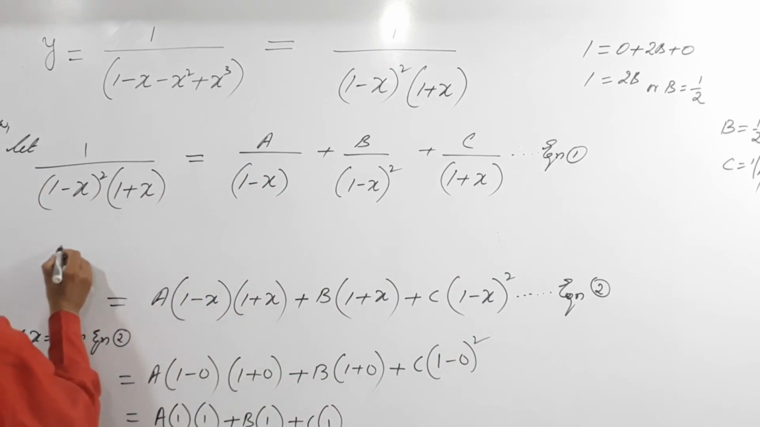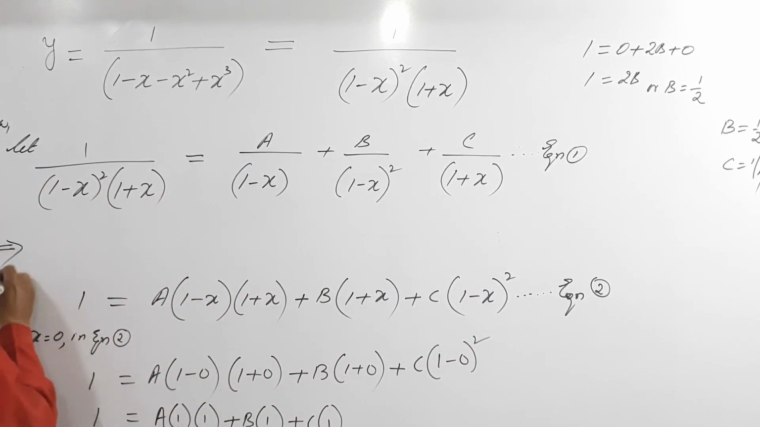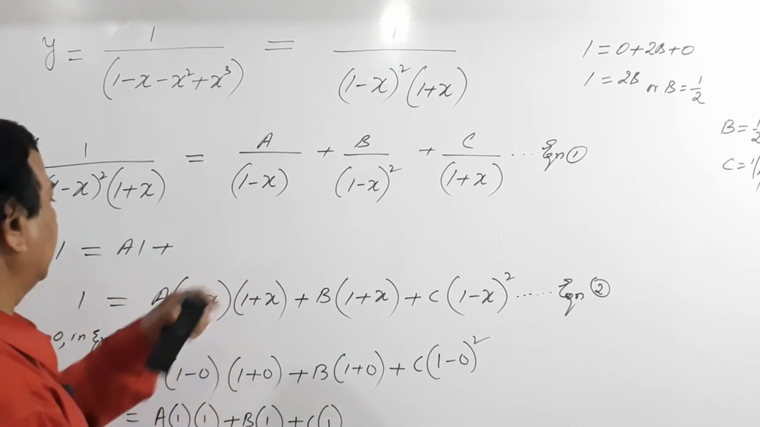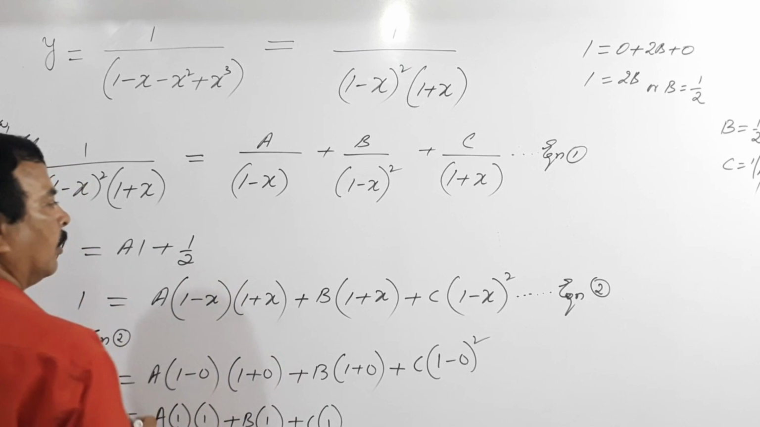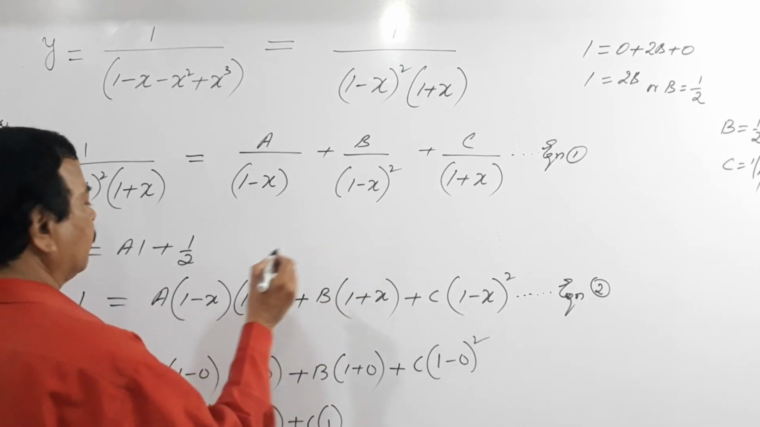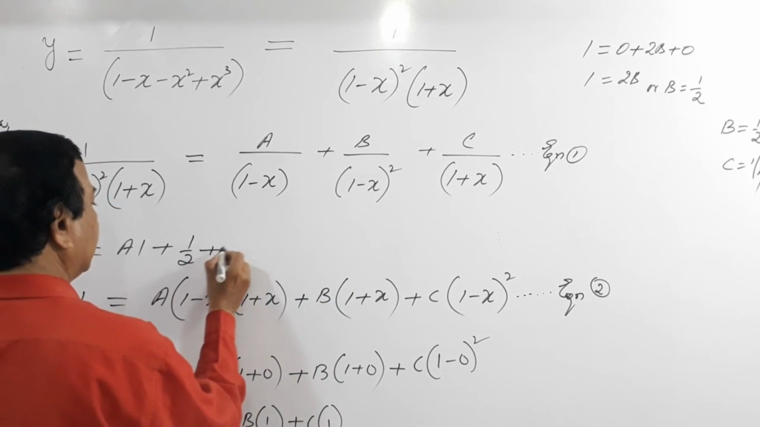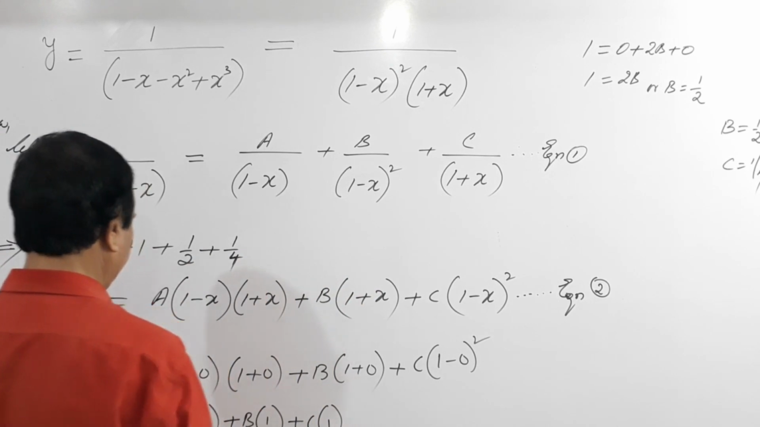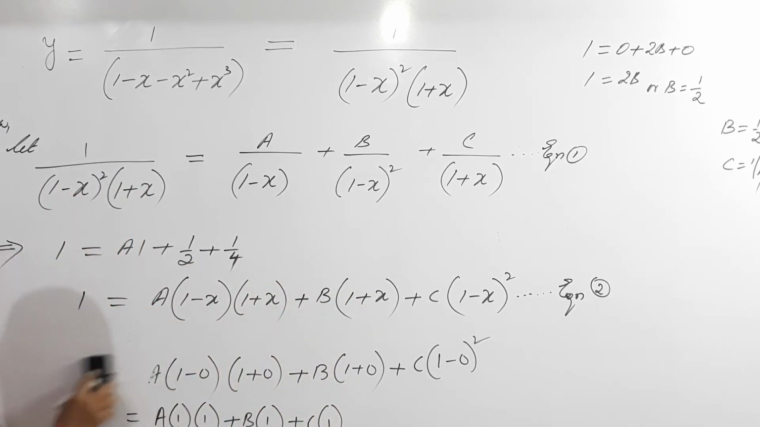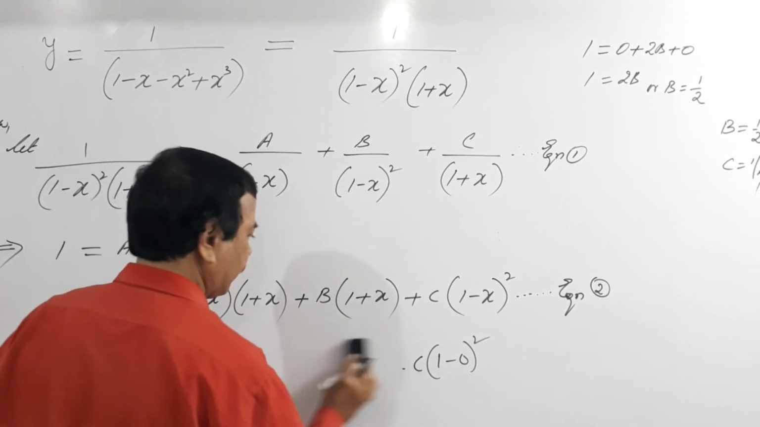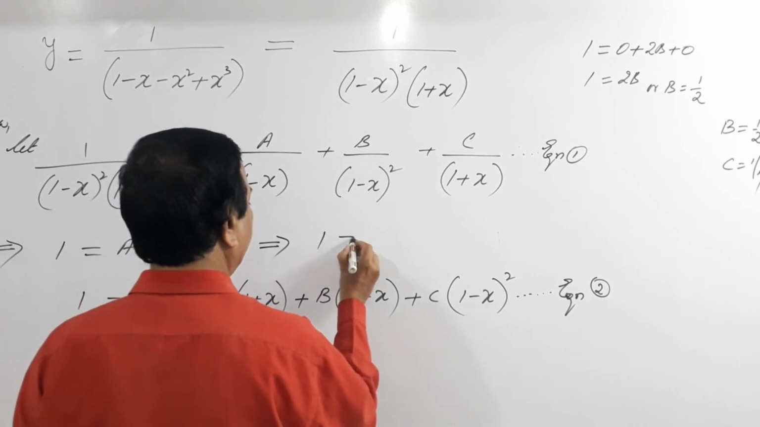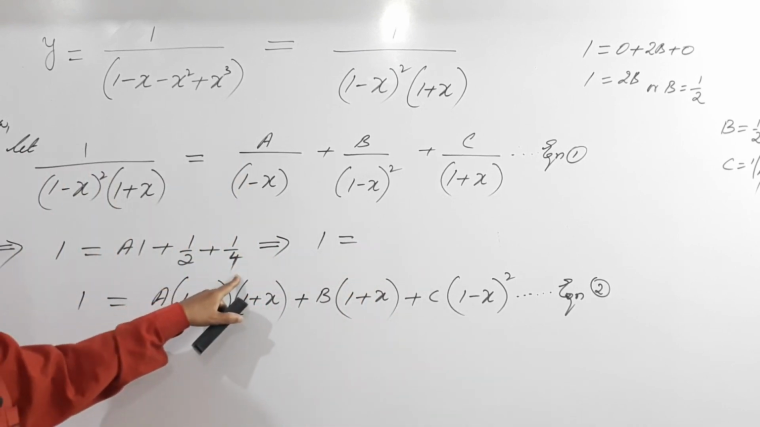So on the left hand side you have 1 equals a into 1 plus, what is the value of b? b is half, and c is 1 by 4. Now on the left hand side, 1 equals a plus half plus quarter, which is 3/4.